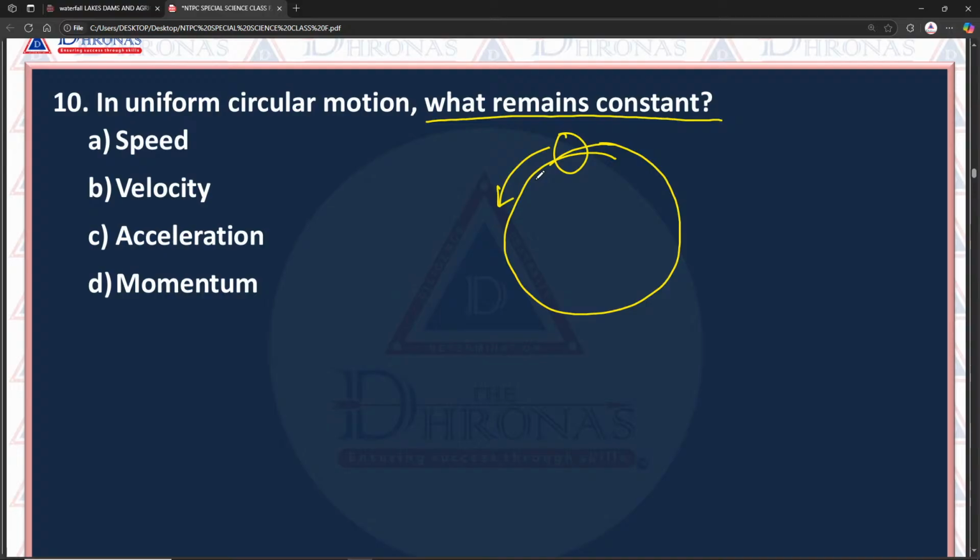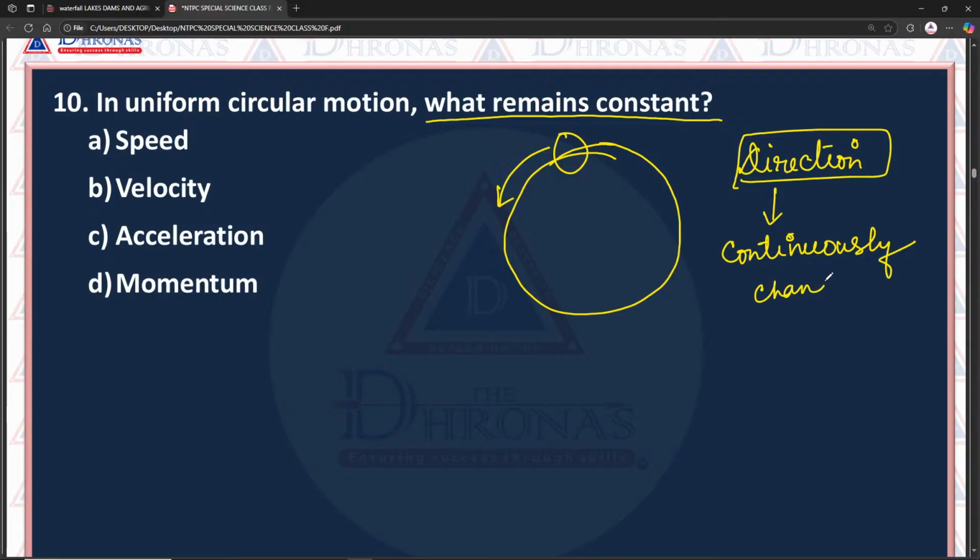ठीक? Now, in circular motion, always do remember, the changing element here is direction. Continuously circular motion में आपका क्या change होता रहता है? Direction. Continuously change. The direction of the motion continuously changes. So direction अगर change होगा, we know this velocity, acceleration, and momentum, these all three are vector quantity.